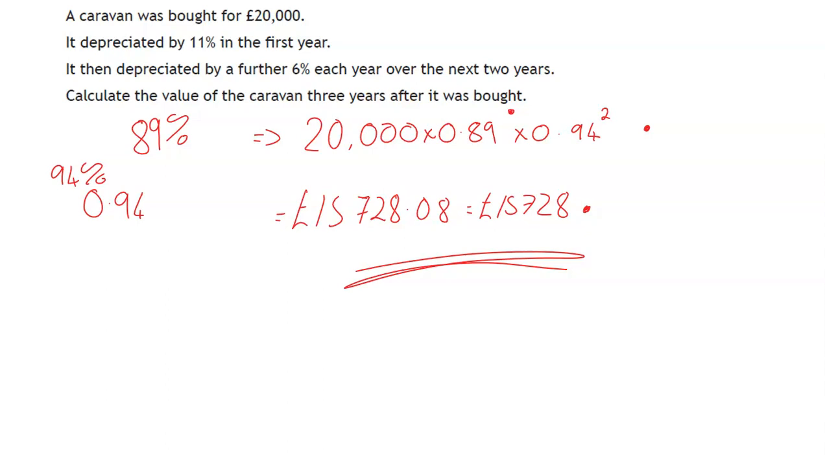So a question like this, if you can identify the multipliers, and you can identify the number of years, and put that all together in the one calculation, because of the calculator element of it, it's fairly straightforward. You should manage to get 3 out of 3, easy peasy, lemon squeezy.